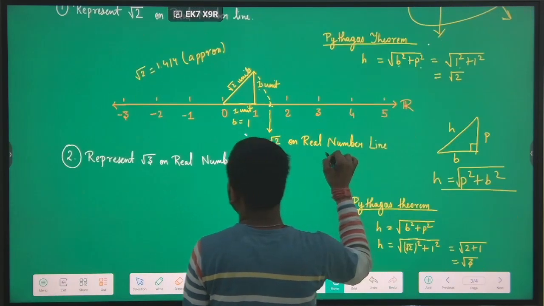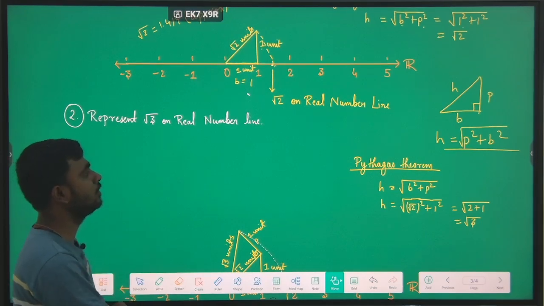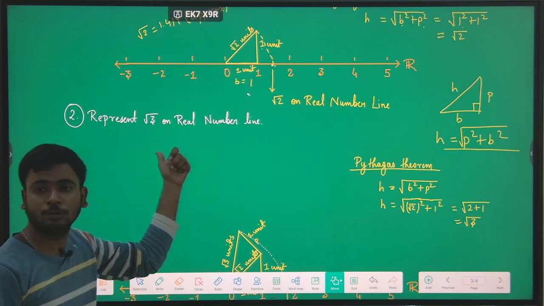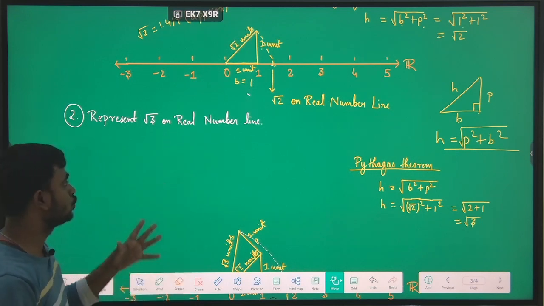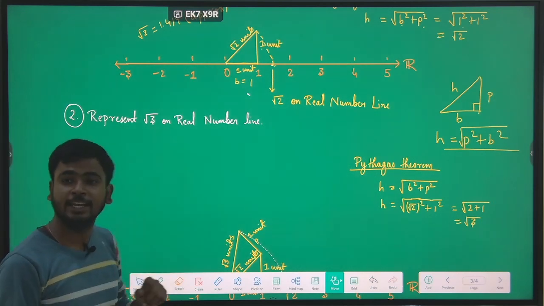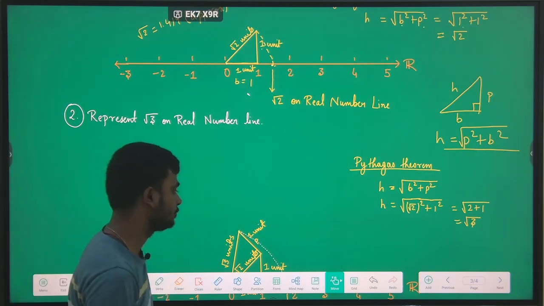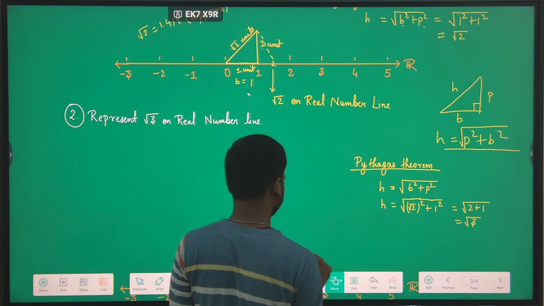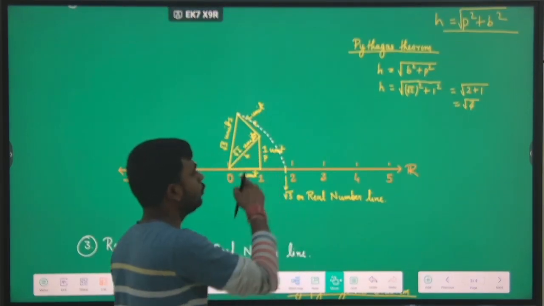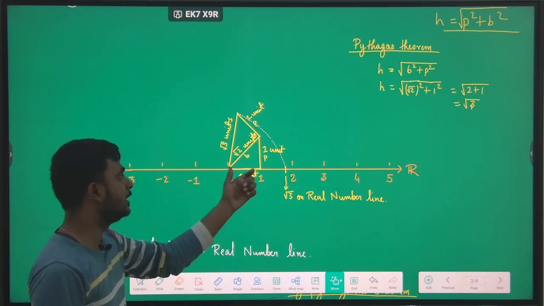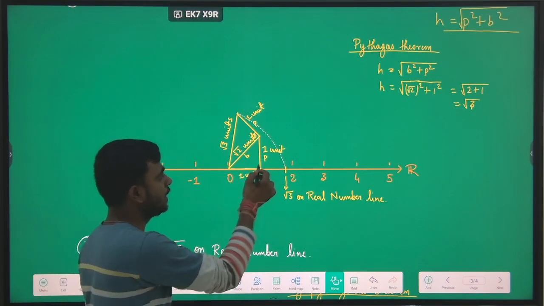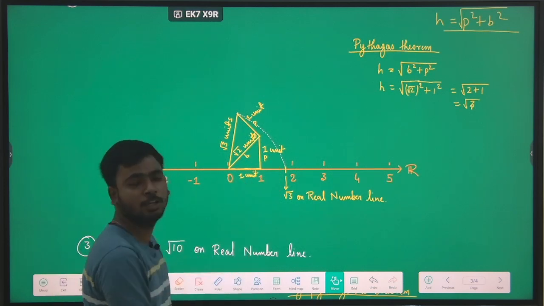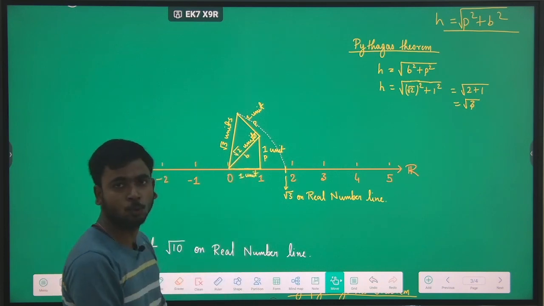Similarly, if we want to represent root 3 on real number line, it is an irrational number. We all know that root 3 is an irrational number. So for this root 3, how can we represent it on real number line? Right now, we have studied how to find root 2 unit. We have studied that for root 2 unit, we have to take B as 1 unit and P as 1 unit. The base should be 1 unit and perpendicular should be 1 unit. Then we can get root 2.